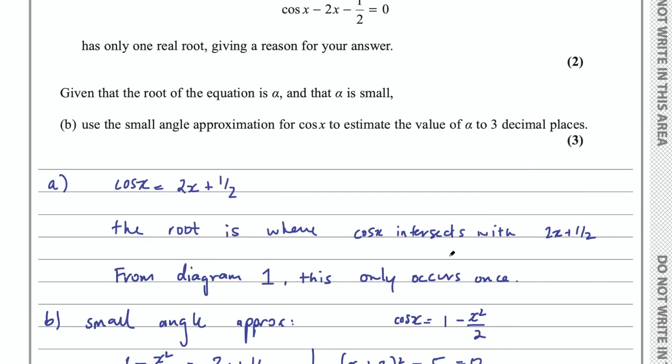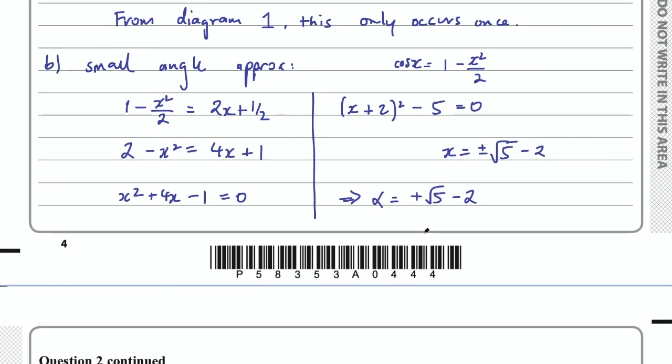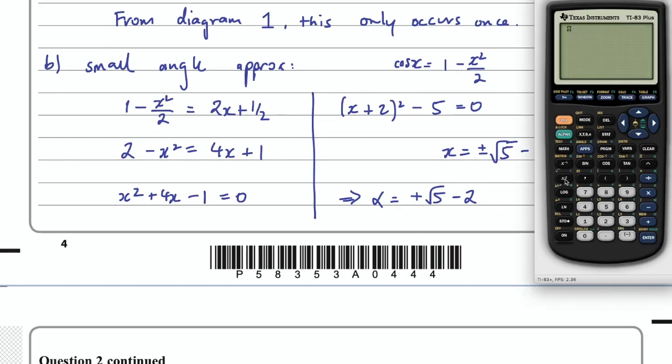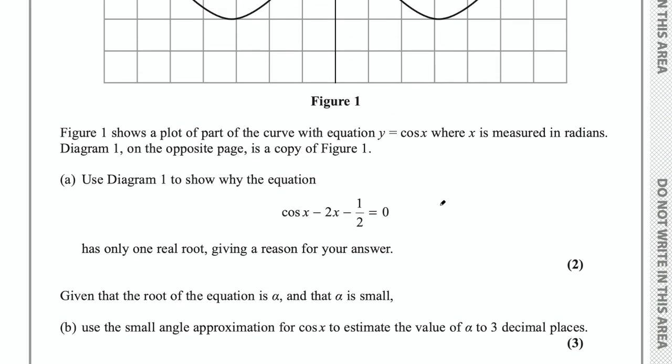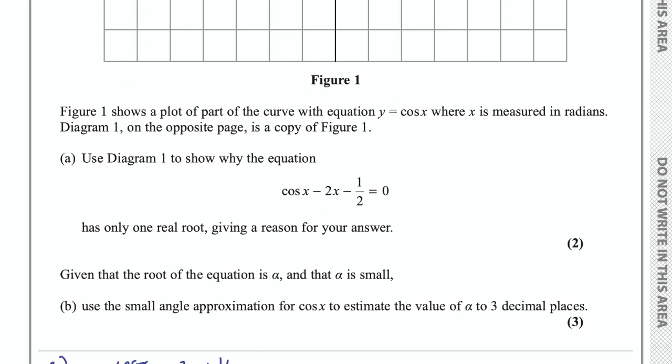And the question said give the value of alpha to 3 decimal places, so we want to plug this into a calculator. The square root of 5 take 2, and I get 0.236 approximately. 0.236 for alpha. Okay, there you go. That is question 2 for a total of 5 marks.